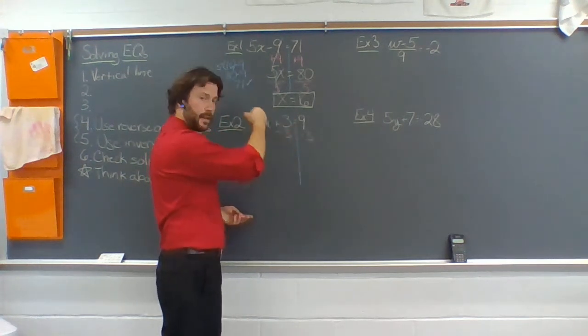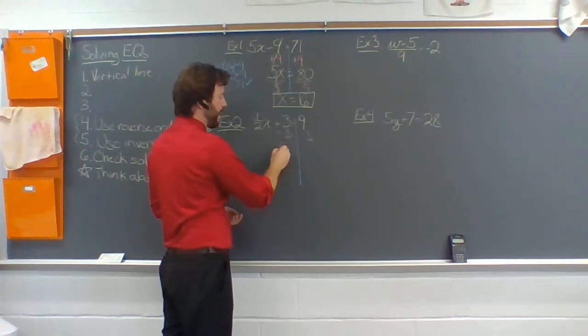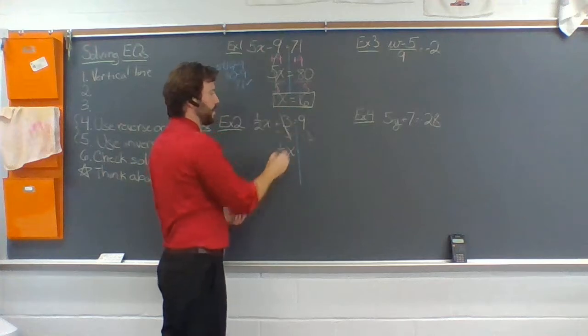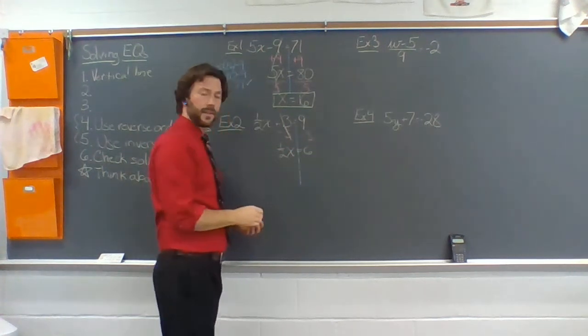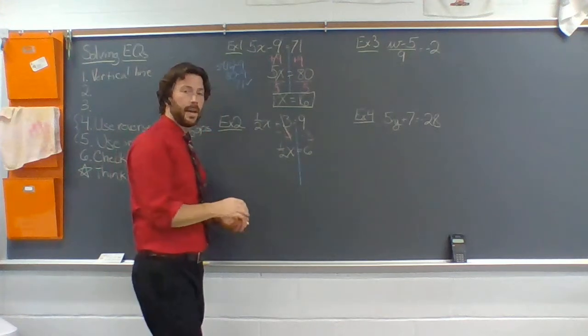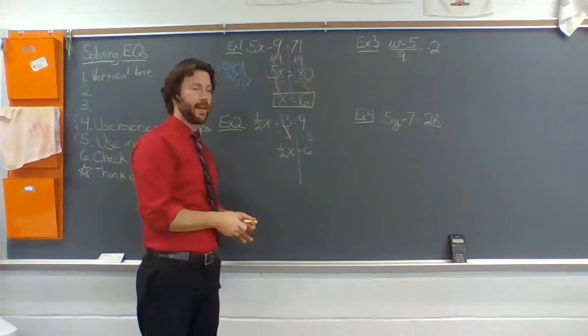3 minus 3 is 0. 1/2 x plus 0 is just 1/2 x. Okay, those 3's cancel. And then 9 minus 3 is 6. Now, I need to divide both sides by 1/2. They're multiplying by 1/2, I have to divide by 1/2.